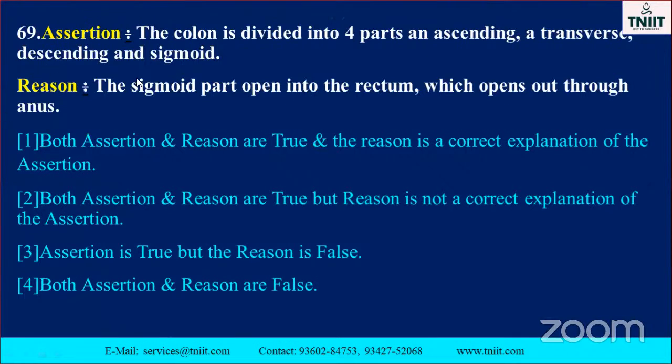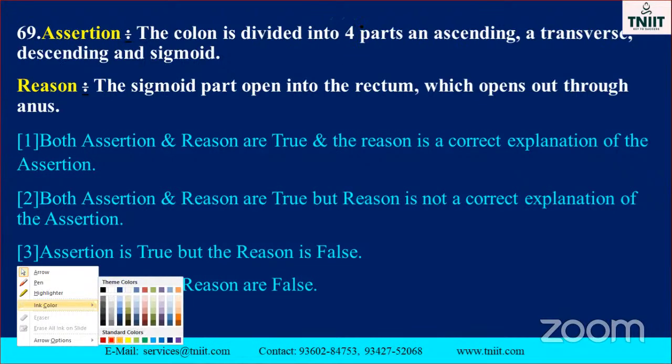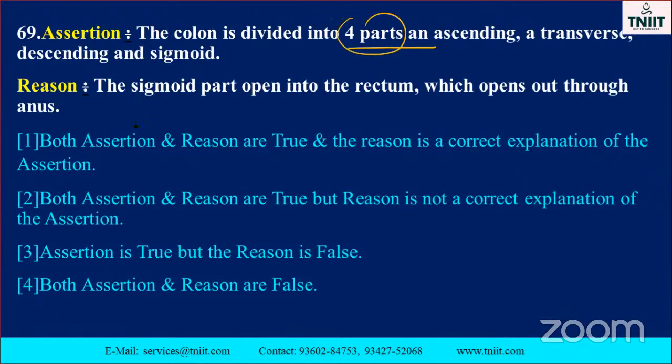See the 69th question. The colon is divided into four parts: ascending, transverse, descending, and sigmoid. Already you know this part of digestion, absorption and digestion. Four parts are there. Yes, it's a correct one. The sigmoid part opens into the rectum, which opens out through the anus.